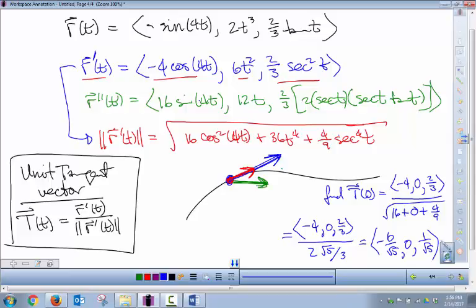So the unit tangent is the first of those three vectors. We're going to find the other two vectors next time, and then take a look at how the Frenet frame works. This is called a Frenet frame. I'll show you more pictures next time. All right, see you guys.